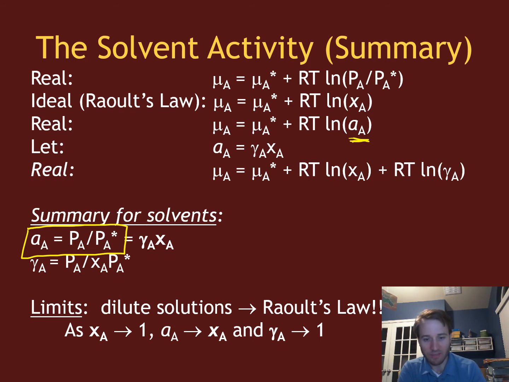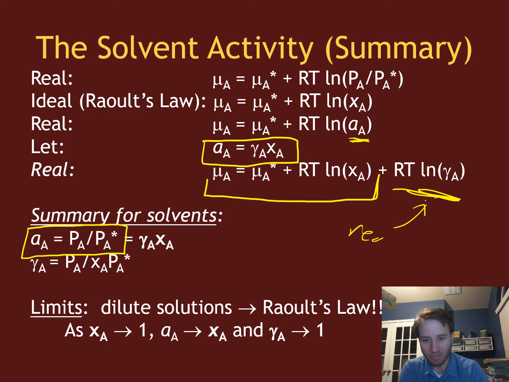So for a real solution, you have the ratio of the pressure of the mixture over the pure solvent pressure, and we substitute in just the activity. Which means the activity itself is defined as the ratio of those vapor pressures. Then we also relate the activity with our ideal value: the activity is equal to the ideal mole fraction times the activity coefficient, where the activity coefficient is essentially the deviation from ideal, just like the compression factor for gases is the deviation from ideal gases.